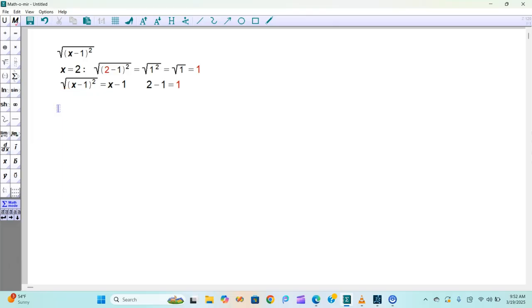Is it like this every single time, though? You might be thinking, okay, I get it. The square root and the square cancel each other out, and we're left with x minus 1. But is it like this every time? So let's take a look.